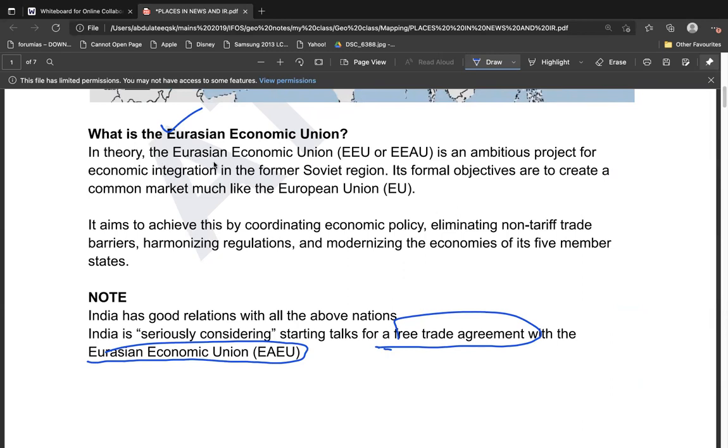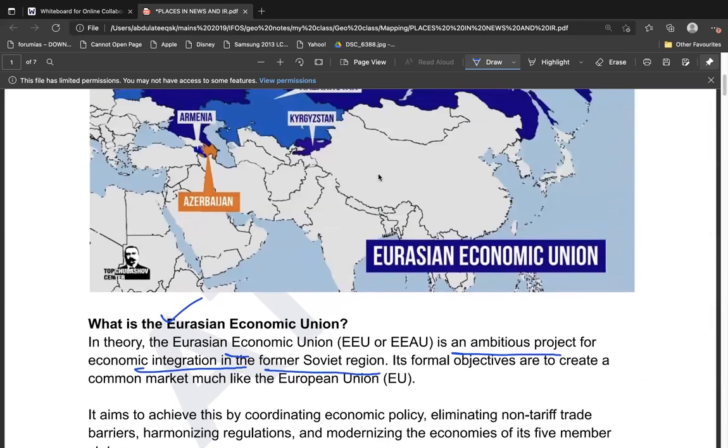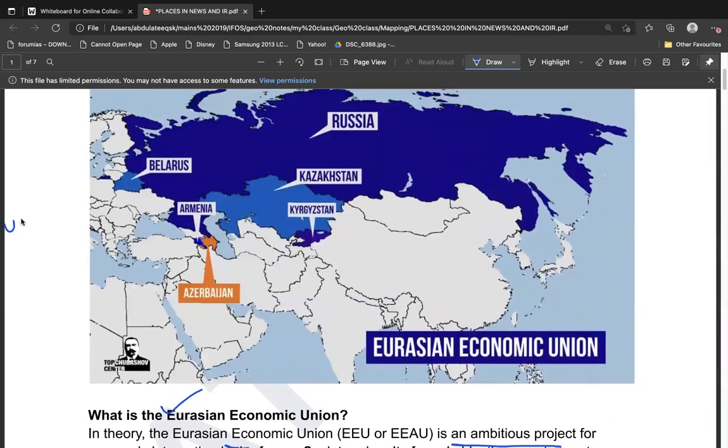In theory, this Eurasian Economic Union is an ambitious project for economic integration in the former Soviet region. Previously, the countries that belonged to the USSR, out of these countries, 5 came together for economic integration purposes. It is very important to know those nations: Russia, Belarus, Kazakhstan, Armenia, and Kyrgyzstan. See here, guys, there is no Azerbaijan.